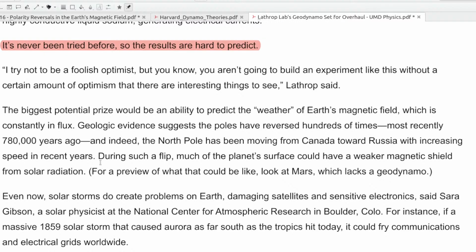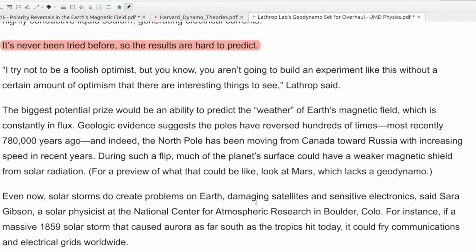I try not to be a foolish optimist, but you aren't going to build an experiment like this without a certain amount of optimism that there are interesting things to see, Lathrop said. The biggest potential prize would be an ability to predict the weather of Earth's magnetic field, which is constantly in flux. Geologic evidence suggests the poles have reversed hundreds of times, most recently 780,000 years ago.